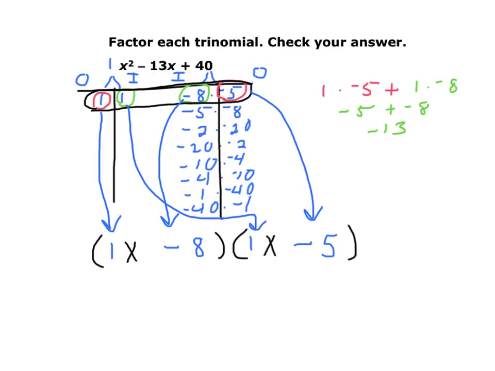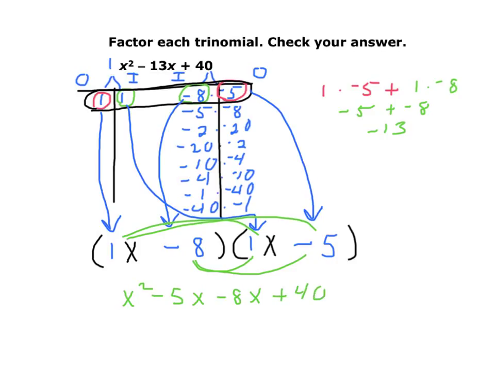All right, now let's go check it. So if I check it, let's see what I get here. Well, x times x gives you x to the second. X times negative 5 gives you minus 5x. Negative 8 times x gives you negative 8x. And negative 8 times negative 5 gives you a positive 40. Do you have any like terms? Yes, you do. That gives us x squared minus 13x plus 40. Compare that with what I have up here. Is it the same thing? It is. So that means it's going to check.